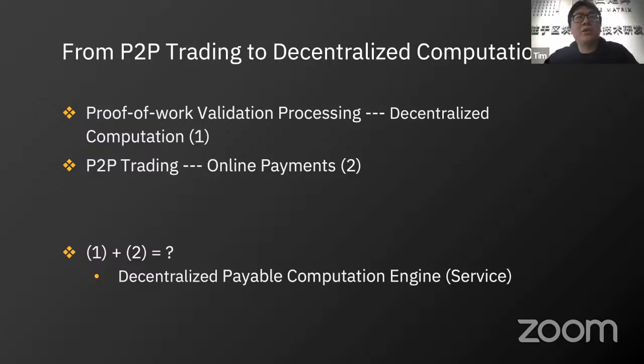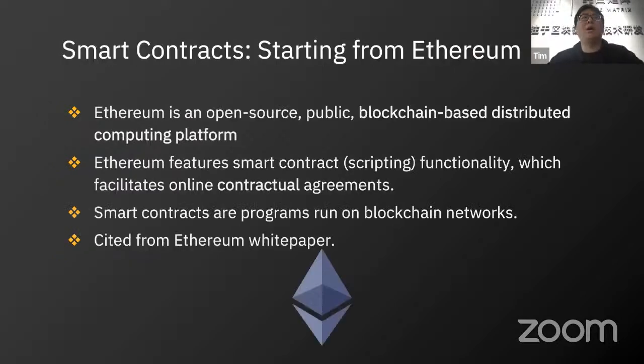If we combine these together, we can see that even from the era of Bitcoin, blockchain networks have the potential to become a decentralized payable computation engine or service. So what's a decentralized payable computation engine? It's basically AWS or GCP or all these cloud service providers, but blockchain can do all these things in a decentralized way, which benefits small businesses and people more, right? Because everyone is equal to participate in this computation, and everyone can contribute their computation power.